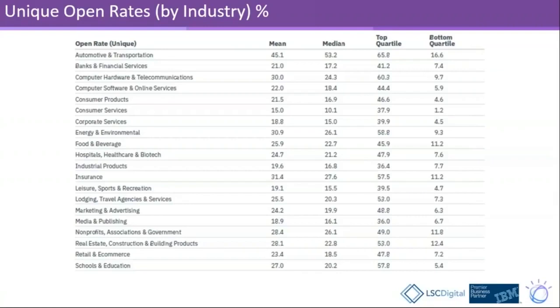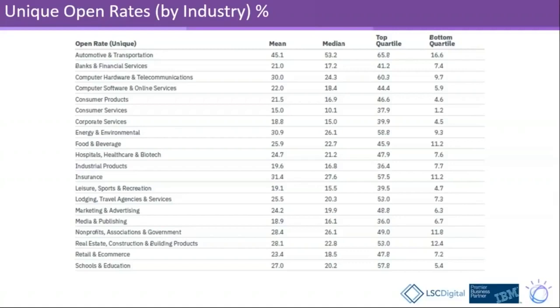So everything from automotive and transportation, which includes auto companies as well as companies like UPS and people in the transportation business, are significantly higher than a lot of the other industries, at about 45% average. And then you go down to the bottom, and you're looking at consumer services 15%, corporate services 18%, and leisure and sports 20%.